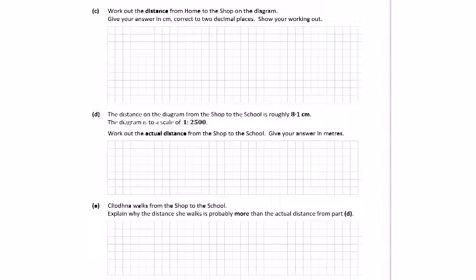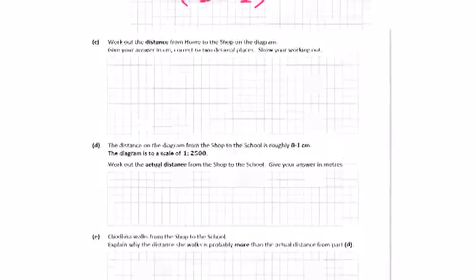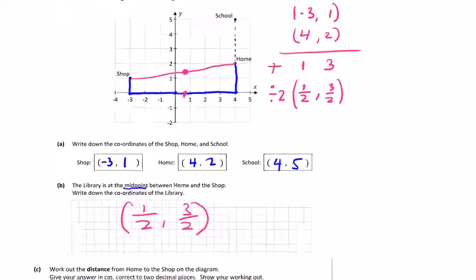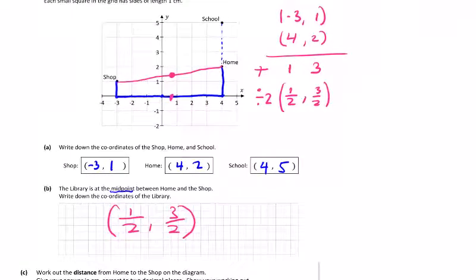Part C, we're asked to work out the distance, so the length of the line from the home to the shop on the diagram. Let's have a look. Home to shop, same points. When we're dealing with distance, it's the change in x squared plus the change in y squared. That helps us with slope as well.